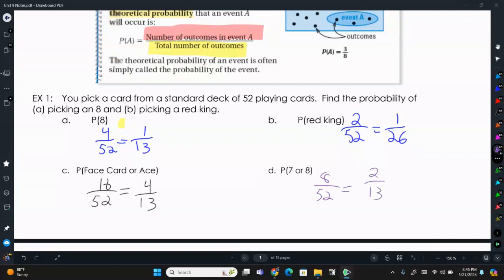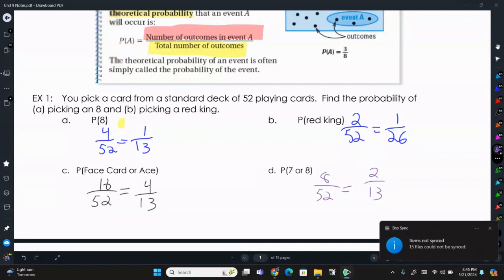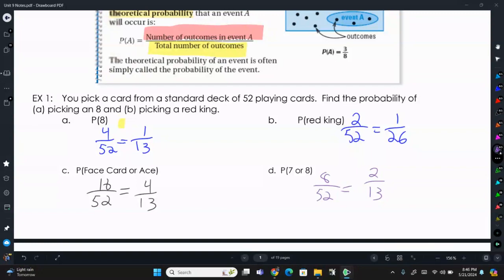2 over 13. So when we look at these, you can see that picking a face card or an ace is more likely than picking a red king, because the fraction is closer to 1.